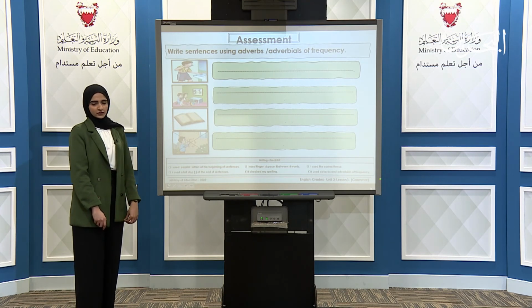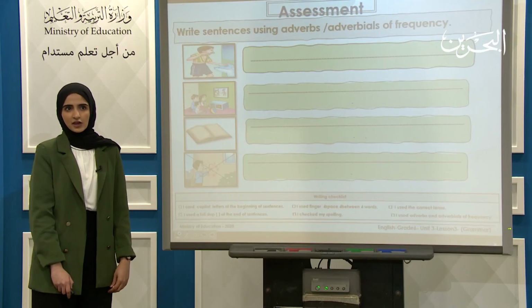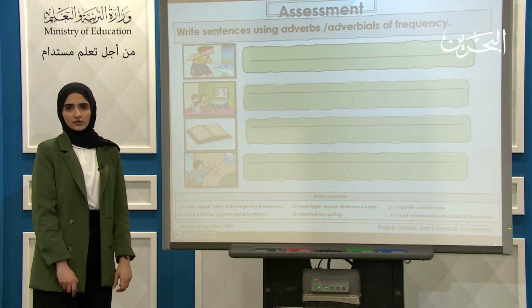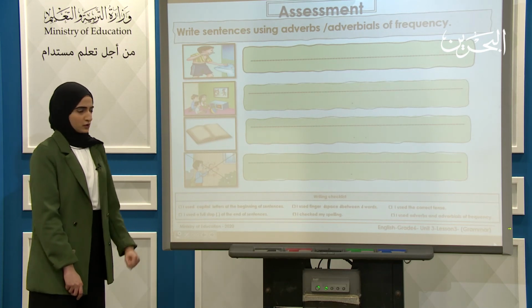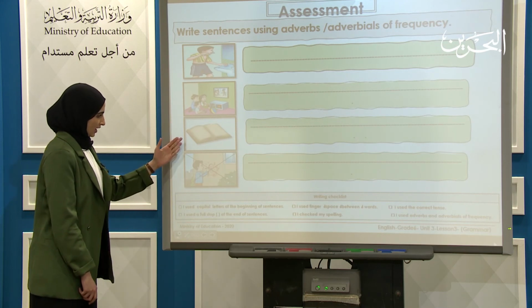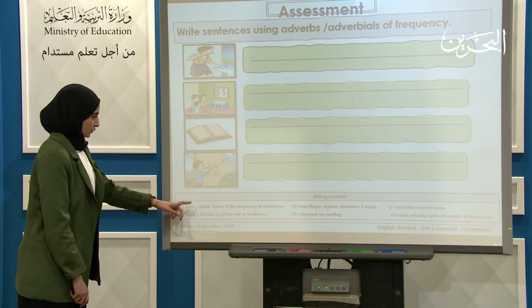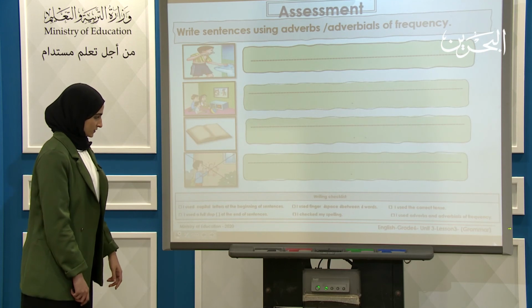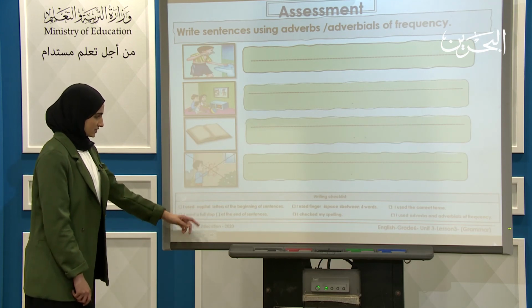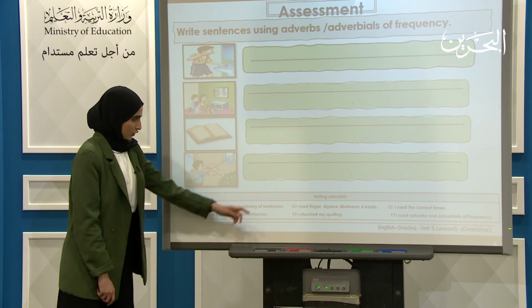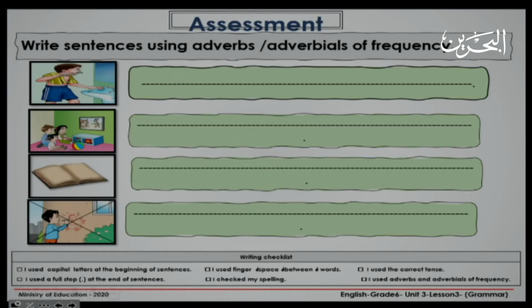In this activity, you're going to write sentences using adverbs or adverbials of frequency. So look at the pictures carefully and don't forget to use capital letters at the beginning of sentences. Use a full stop at the end of the sentence. Use finger space between words. Check your spelling. Use correct tense and use the adverbs and adverbials of frequency. You have 4 minutes to finish this activity.